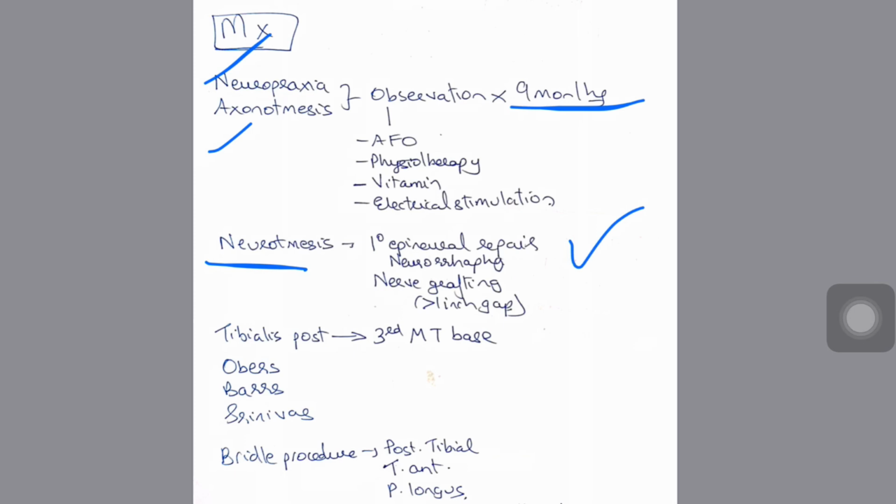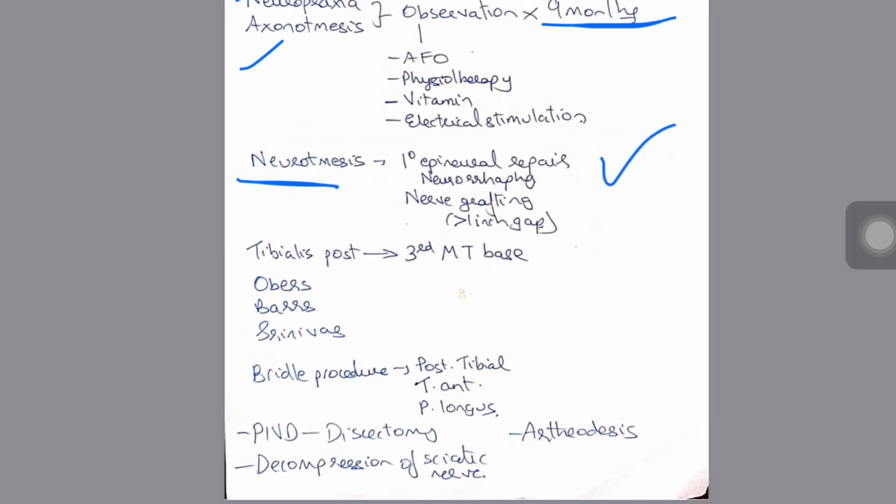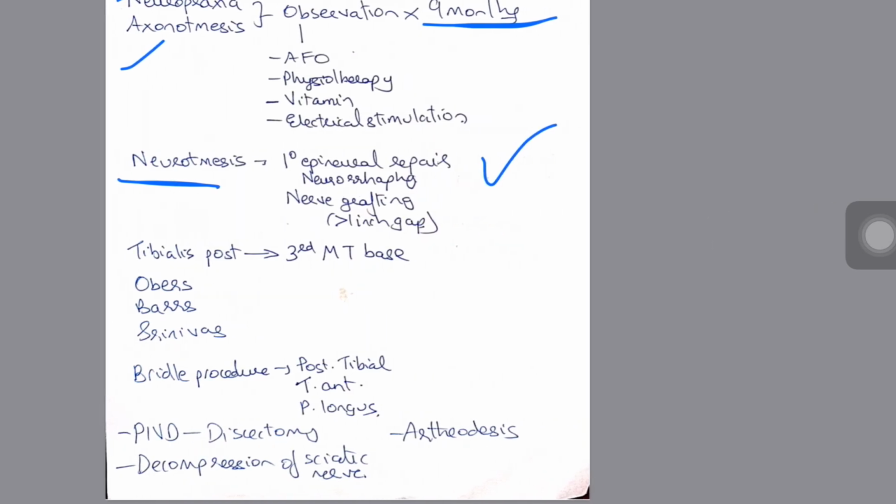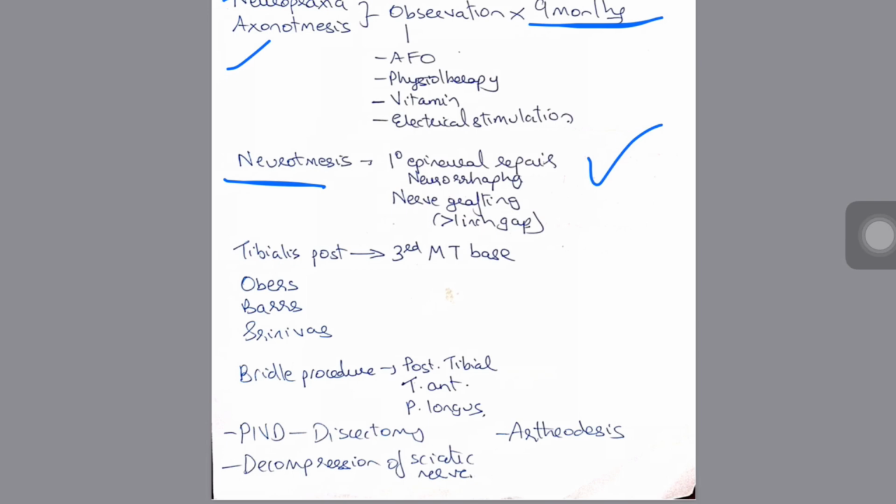Additionally, based on the etiopathogenesis, if it is PIVD, you go for discectomy. You might go for decompression of the sciatic nerve if it is post-op or post-dislocation of the hip. And additionally, you might also go for arthrodesis at the ankle if the patient is old and you need stability at the cost of range of motion. Okay, so these were some of the basic important things which might be asked in practicals.